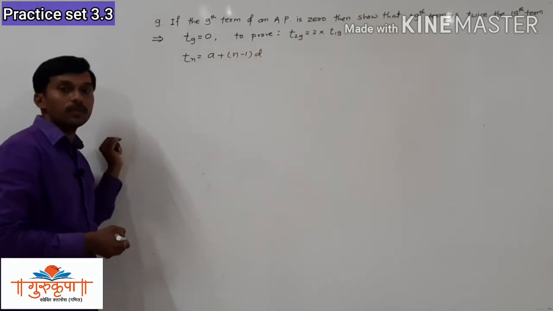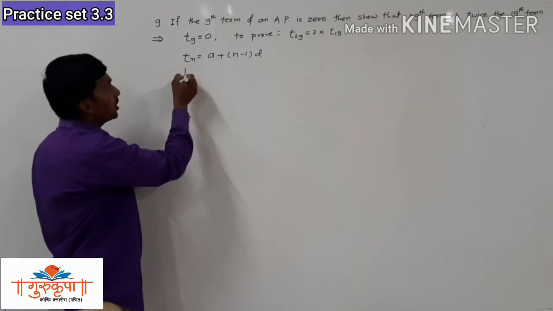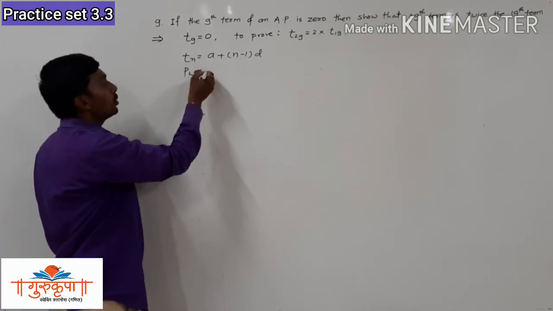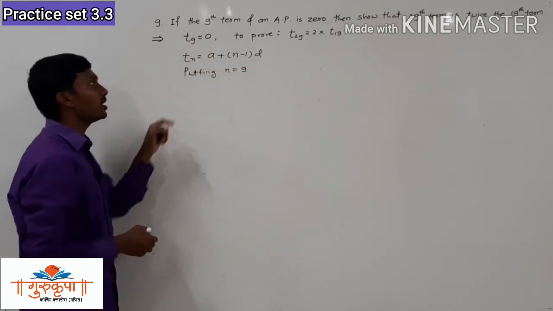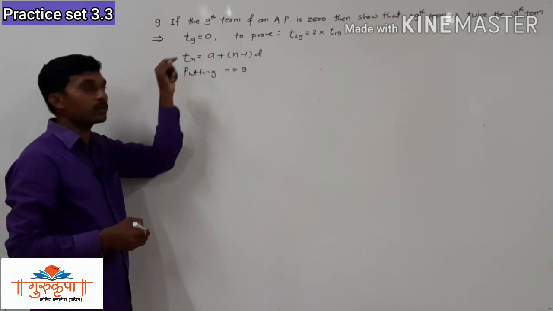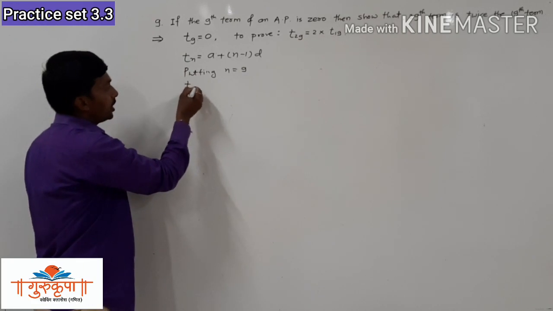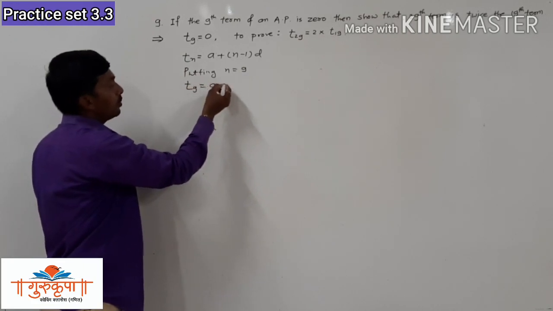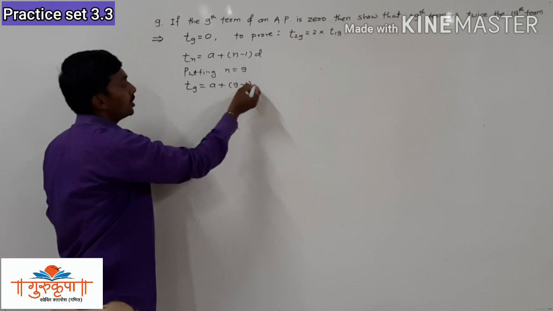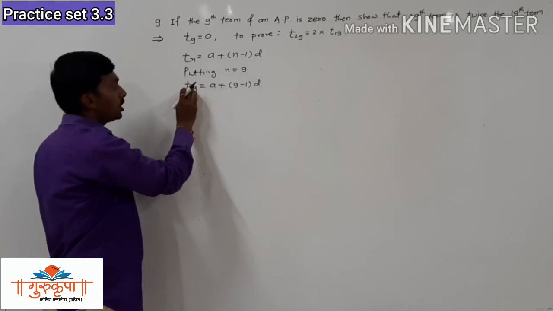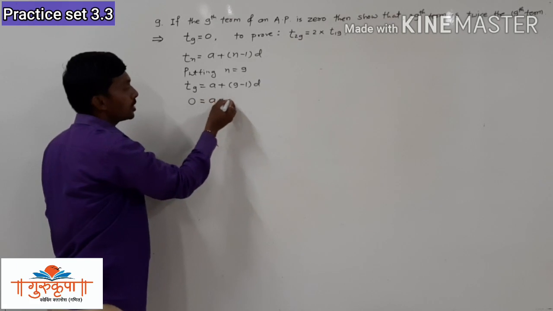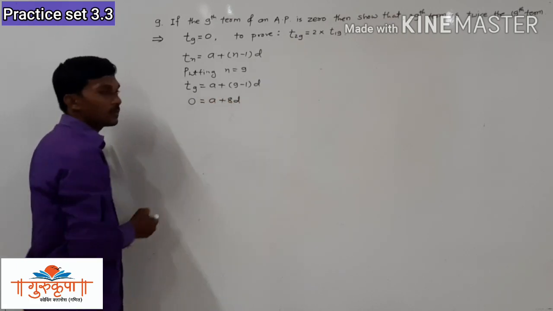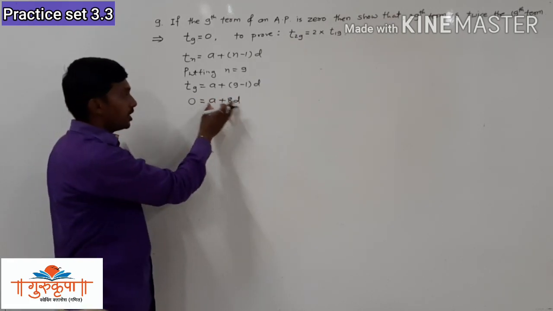Tn is equal to a plus (n minus 1) into d, and here we will put n is equal to 9. Why are we putting n is equal to 9? Since we know the 9th term is 0. So here we will write T9 is equal to a plus (9 minus 1) into d. Here we know T9 is 0, so 0 is equal to a plus 8d. We have a plus 8d is equal to 0.